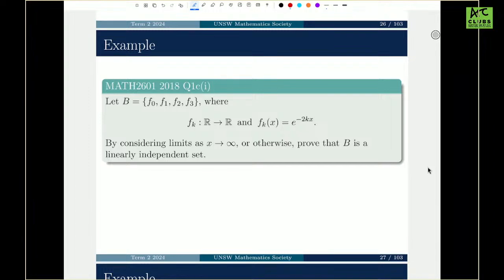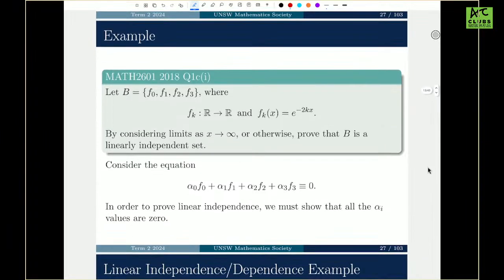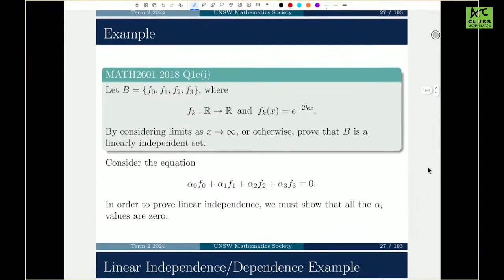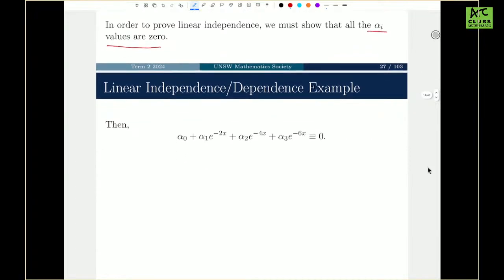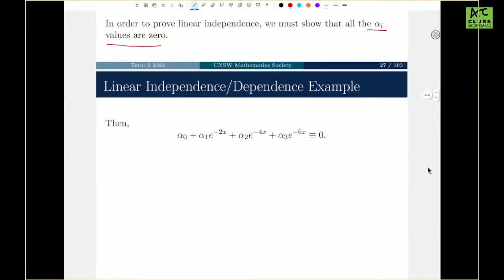Okay, so we have this set of vectors, which are just functions defined like so from the reals to the reals. And we're asked to prove that B is a linearly independent set. So first we consider this equation. And by definition of linear independence, we just have to show that the alpha i values are all 0. Okay, so in other words, we have to show that this is 0 for all x.